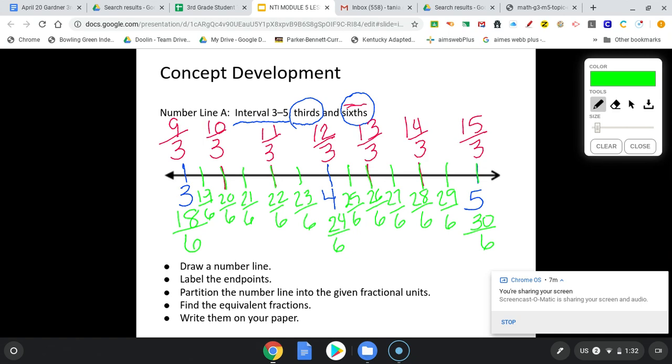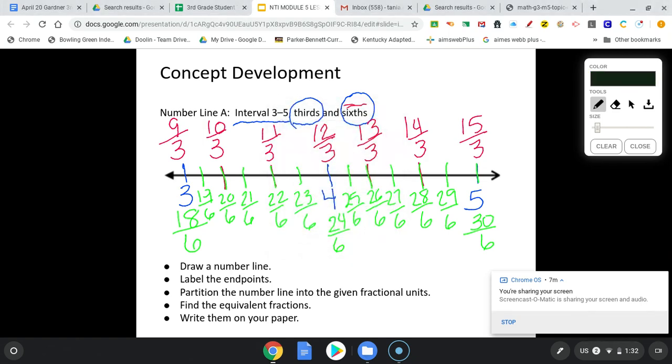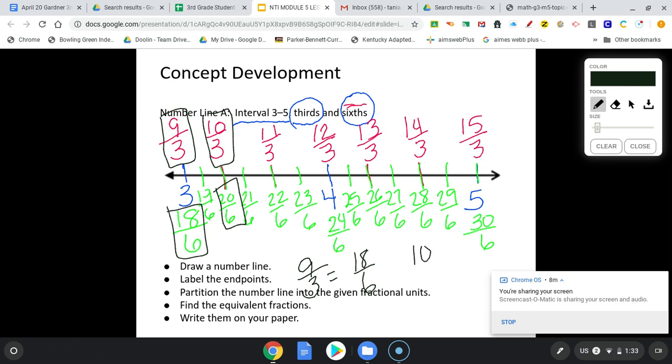Now let's find the equivalent fractions. Remember, they're at the same point on the number line if they're equivalent. So let's look. Yes, 9 thirds is equivalent to 18 sixths. So I could say 9 thirds is equal to 18 sixths. 10 thirds is equal to 20 sixths. So I could say that 10 thirds is equivalent to 20 sixths. They are at the same point on the number line.